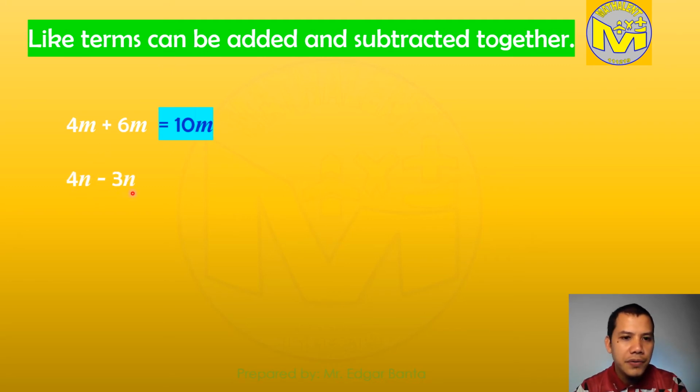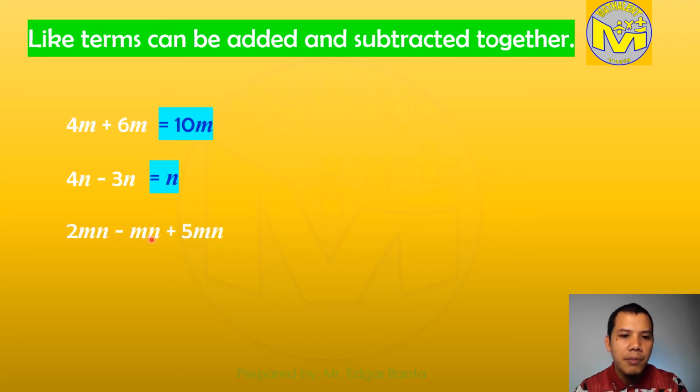Next, 4n minus 3n. That is equal to, very good, n. 4 minus 3 is 1, right? So the answer is 1n or n. We don't need to write 1. Remember again, do not write 1. Though it is correct, we don't need to write it down. It is understood that n is equal to 1n.